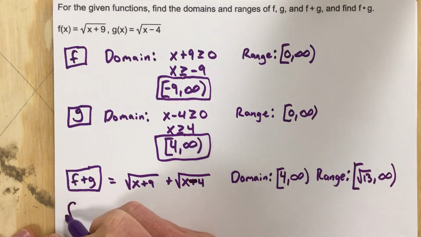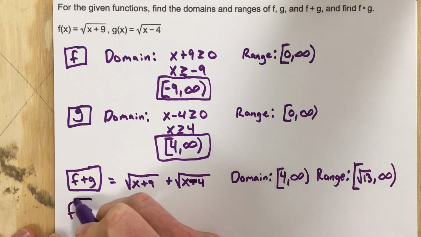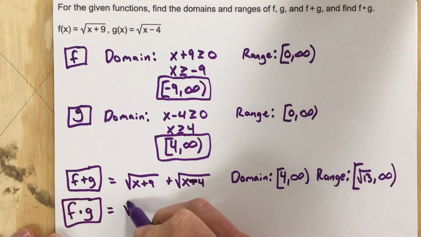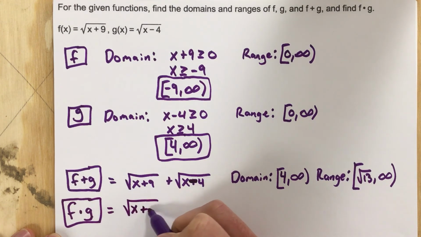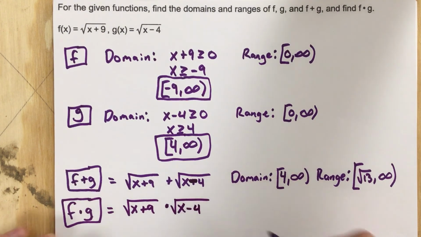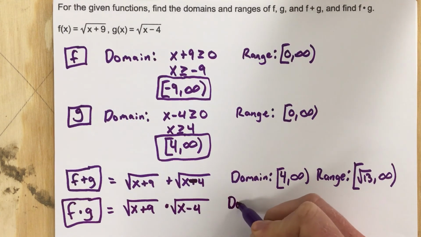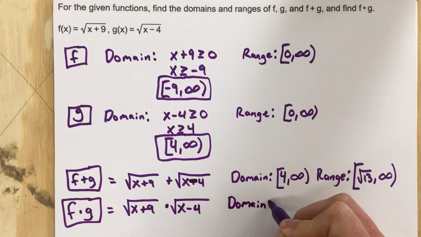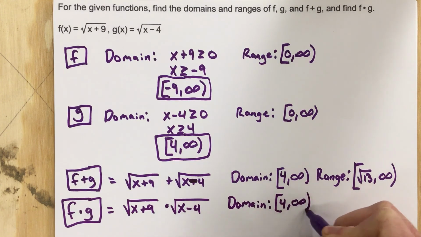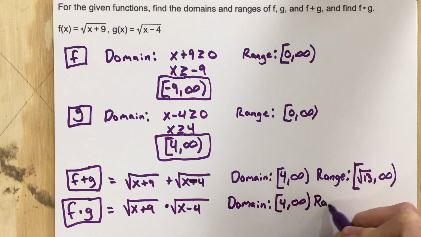Now we do f times g. F times g is going to be root x plus 9 times root x minus 4. Now the domain is going to stay the same, because again, we still need the most restricted domain, which is 4 to infinity. But the range here is going to be slightly different.